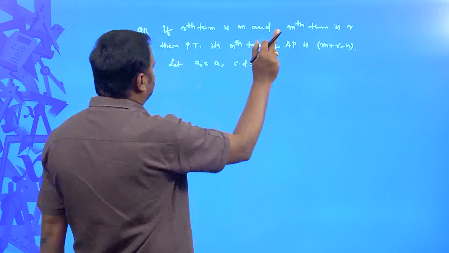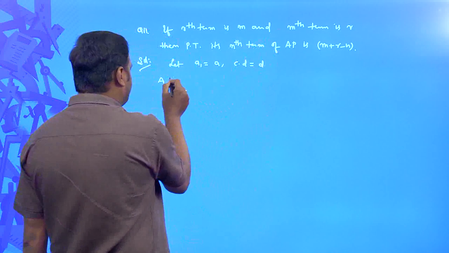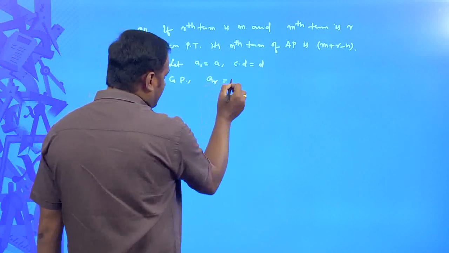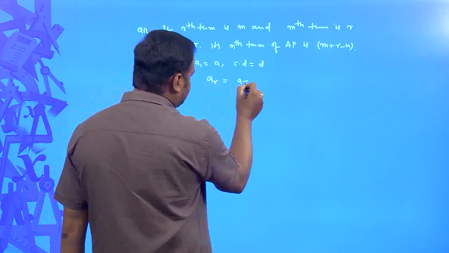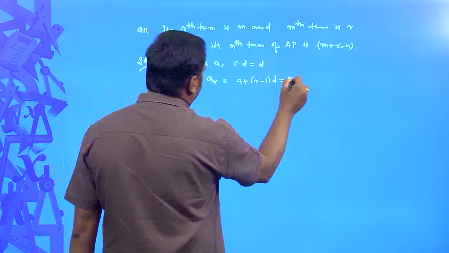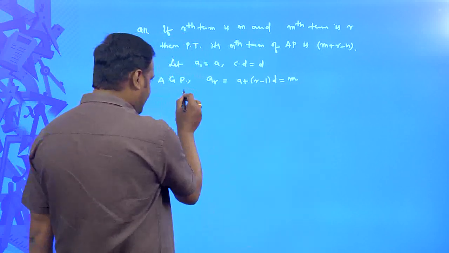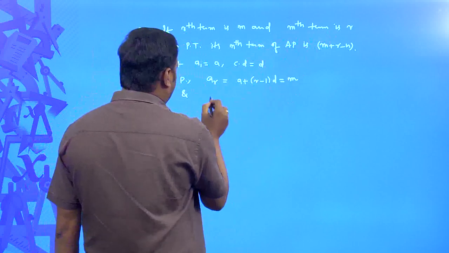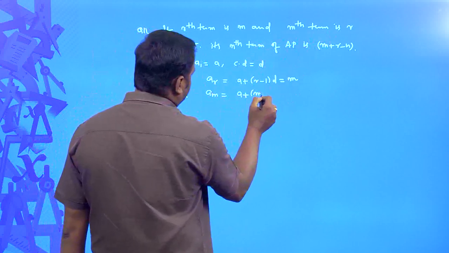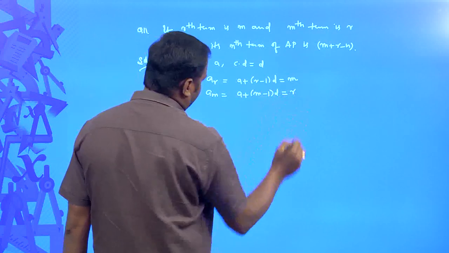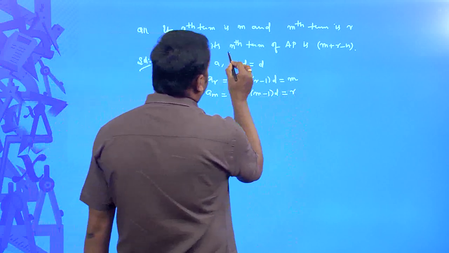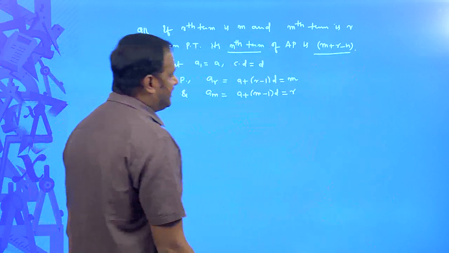Then what is the rth term of an AP? According to the given problem, the rth term of an AP, that is a_r, what is the formula for the rth term? a plus (r minus 1) into d is equal to m. So, this is one piece of information. And the mth term is equal to r. The mth term is nothing but a_m, which is a plus (m minus 1) into d, is equal to r. This is the information given. What are you going to prove? You are going to prove that its nth term is going to be m plus r minus n.